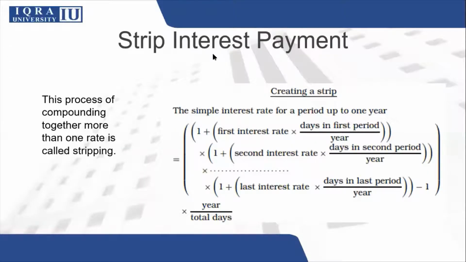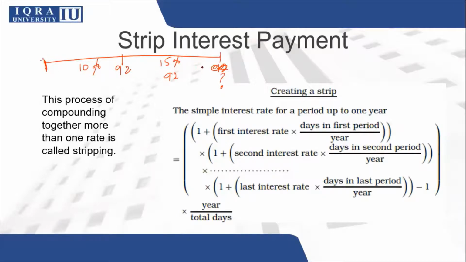Now we're going to calculate strip interest payment. Basically, it is the process of compounding together more than one rate. So, for example, you might have an investment for 92 days at the rate of 10%. Then whatever you get from this investment, you reinvest it back for another 92 days at 15% rate. So how much return do you get in the form of percentage if you combine this complete period?